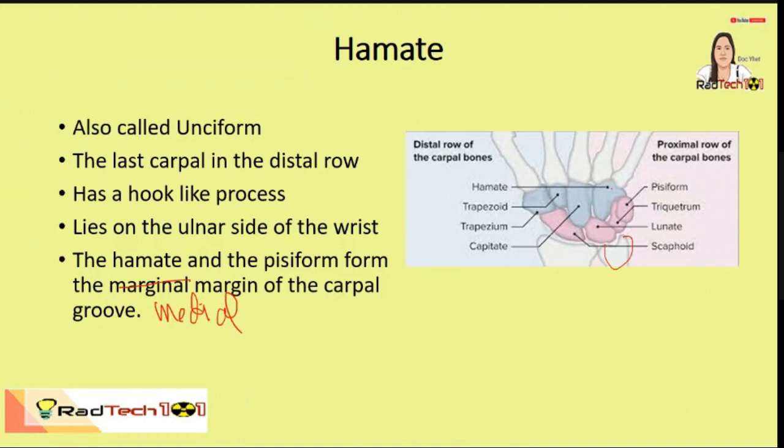So, this is the lateral side. This is the medial side. So, yung groove dito is formed by the hamate and baligtad yata. Scaphoid. Oh, baligtad yung label ko. Wait lang.